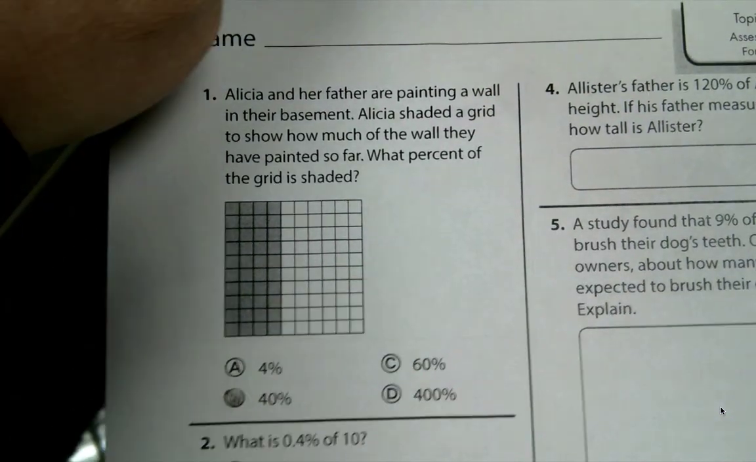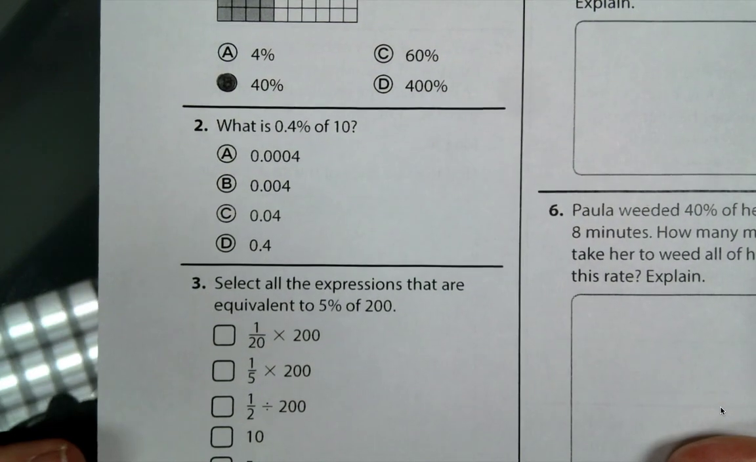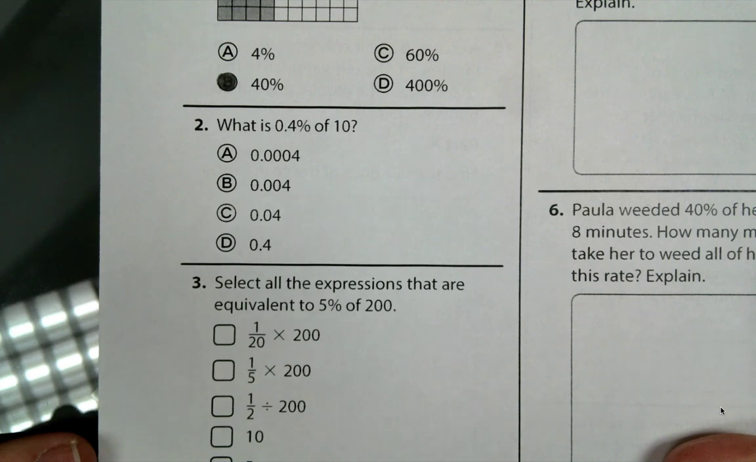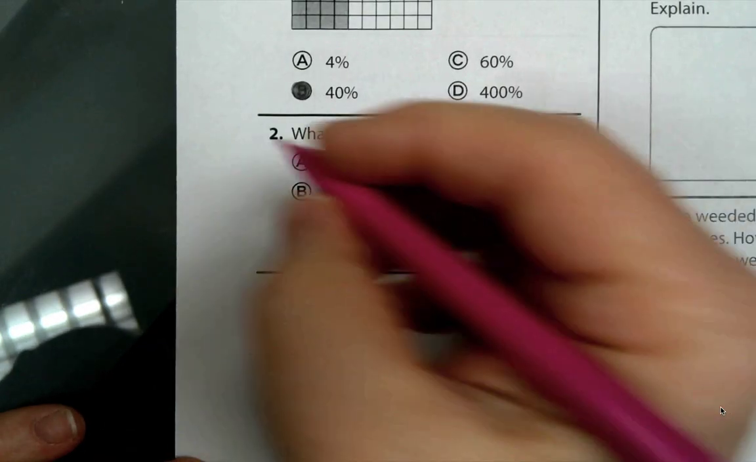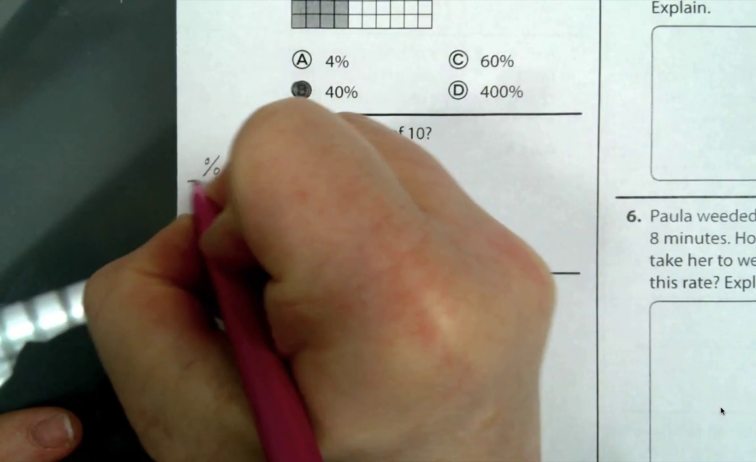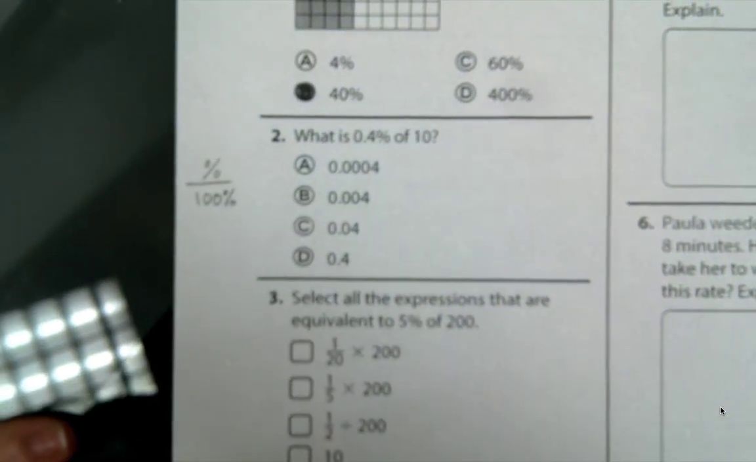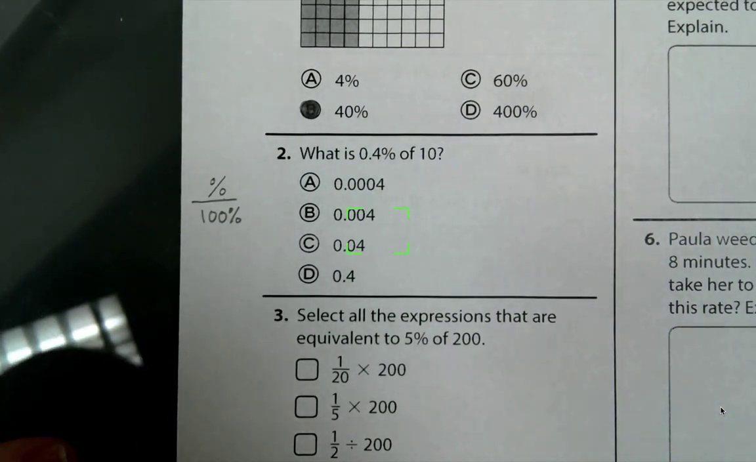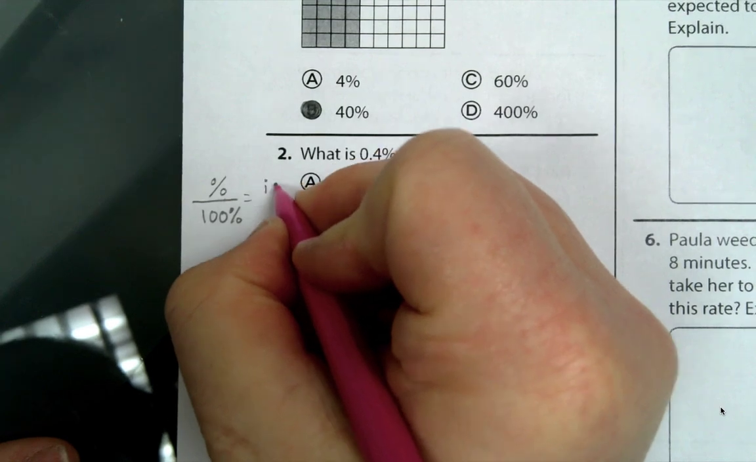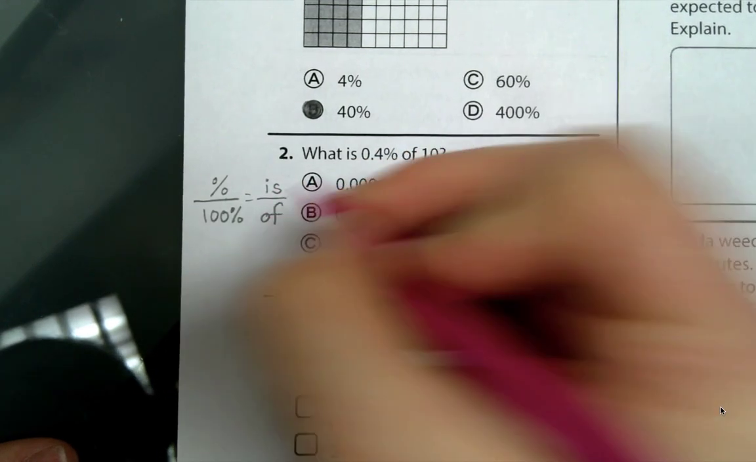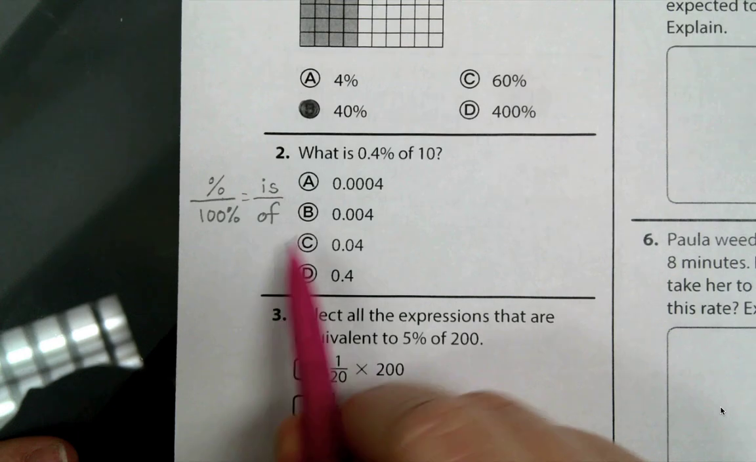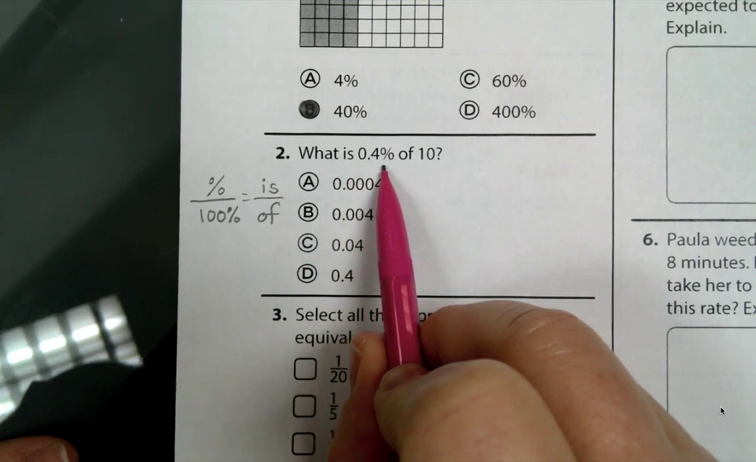Number 2 says, what is 0.4% of 100? Okay, so is over of, and percent out of 100. I'm going to write this here to the side to remind ourselves. Percent is always out of 100, because remember, a percent is a ratio to 100. And then I have is over of. Okay, so let's read it again. What is 0.4% of 100?